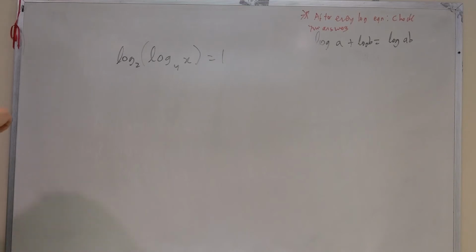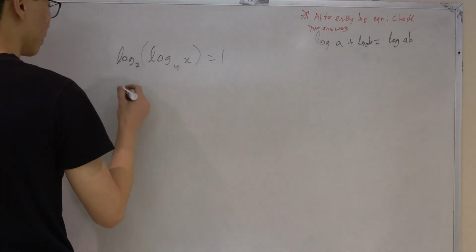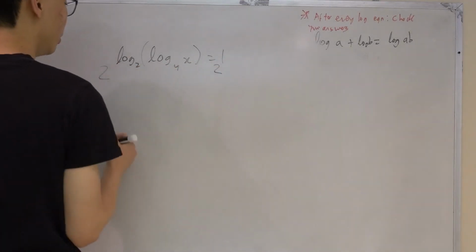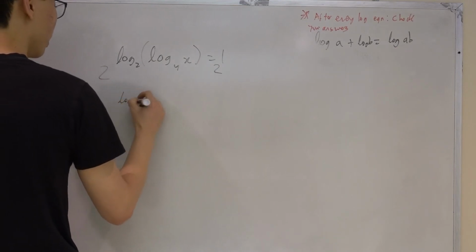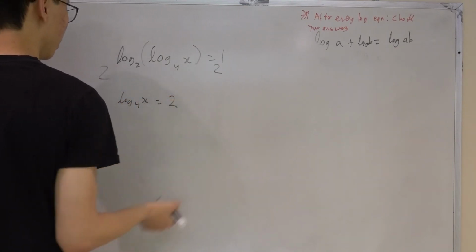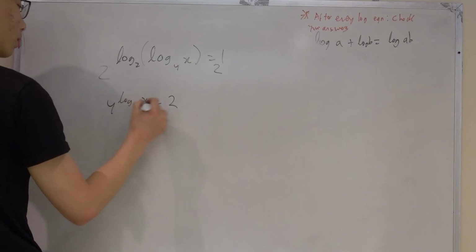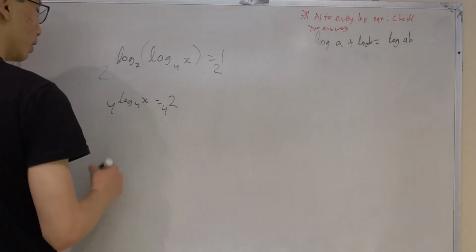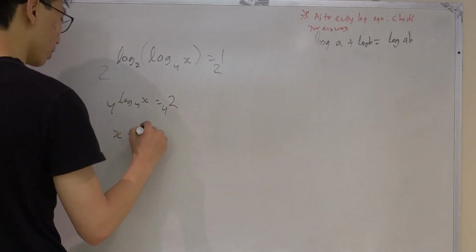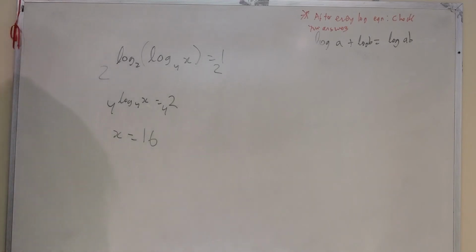All right. So first step, kill the logs. Raise both sides to the power of 2, and then you get log base 4 of x is equal to 2. Do the same thing. Raise both sides to the power of 4, and then you get x equals 16. That's literally it. That's the solution. There's no problems, because if you put a 16 in here, you always get a positive number. So that's pretty much the answer. Very nice, quick and easy.